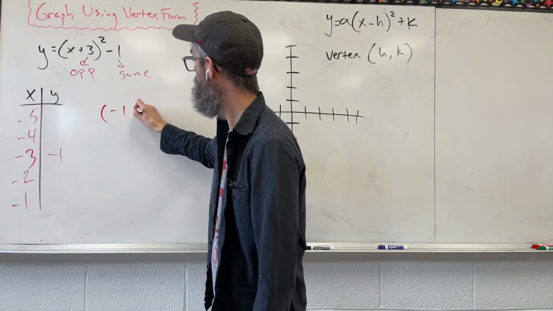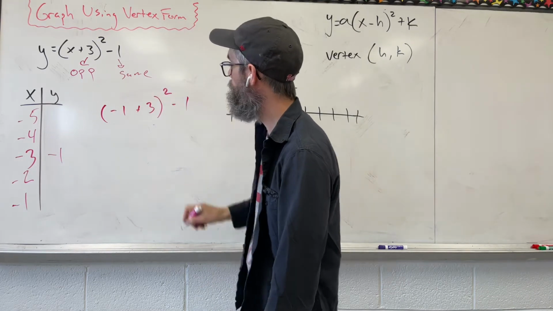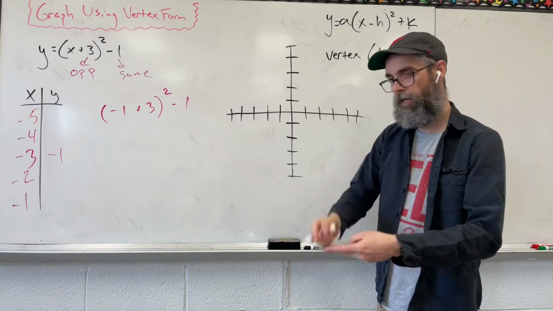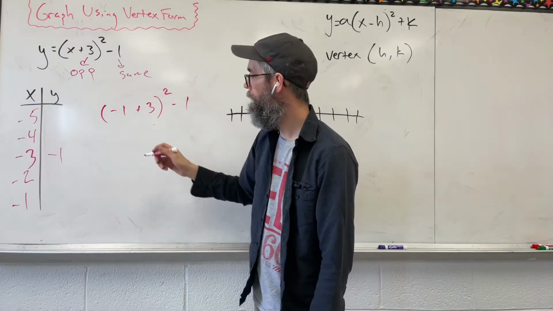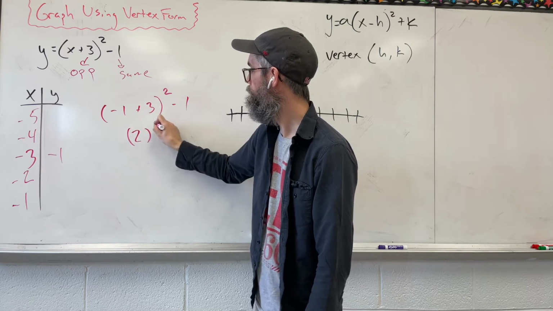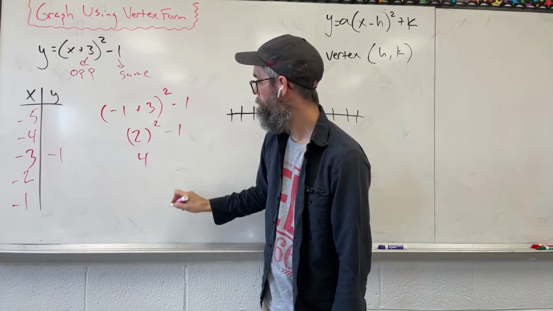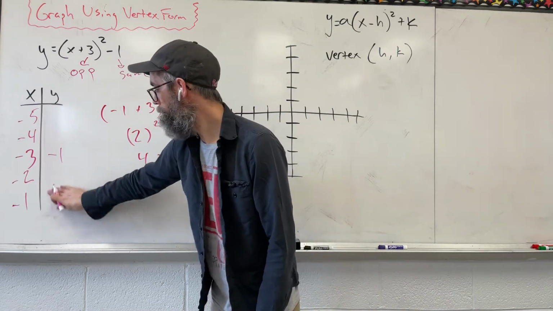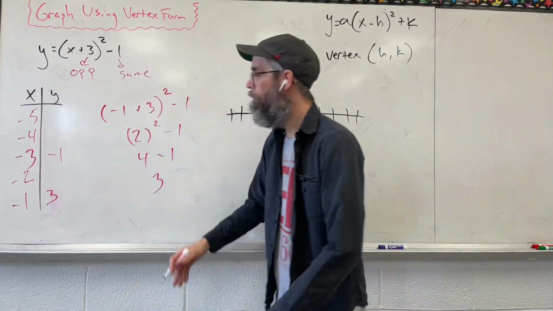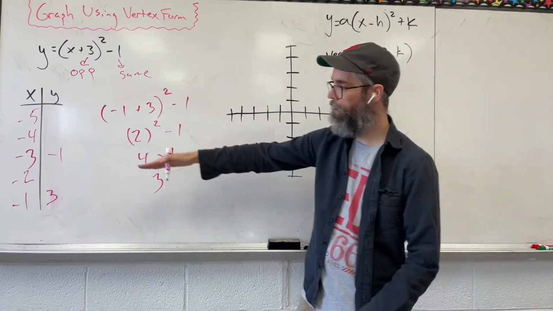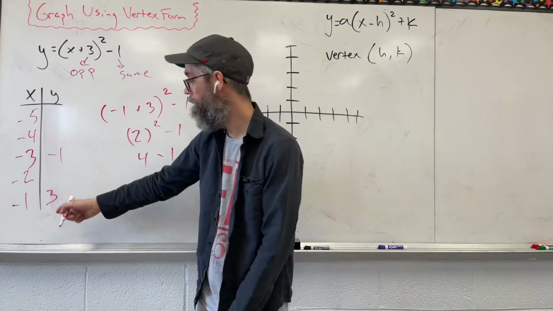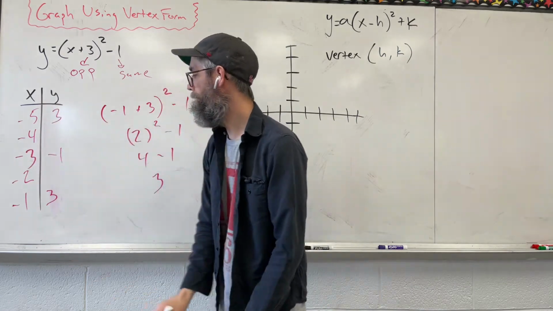So we have negative 1 plus 3 squared minus 1. Order of operations says we're going for parentheses, then exponent. So 3 and negative 1 gives us 2. Square it. 4 minus 1 giving us 3. Because we have a quadratic, because we have that vertex and the axis of symmetry, we know we're going to get similar answers. So if that's a 3, that's a 3.